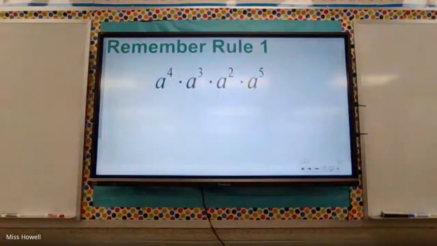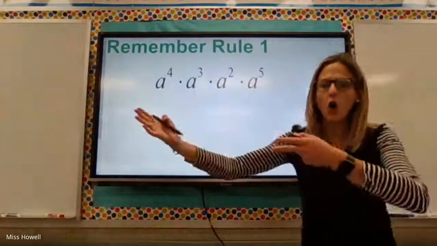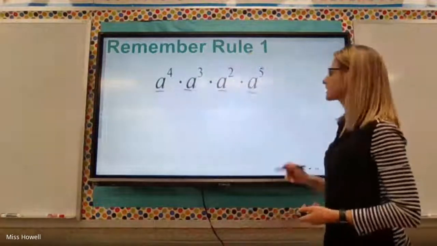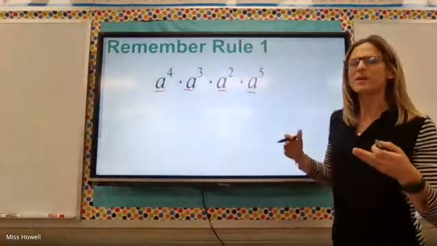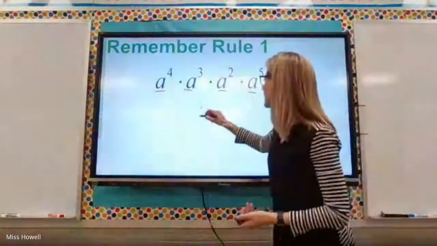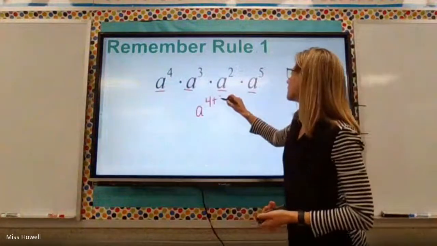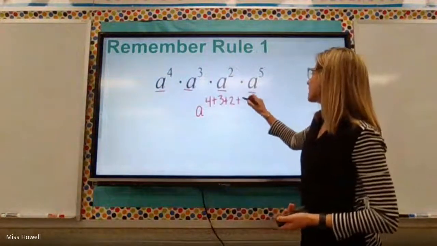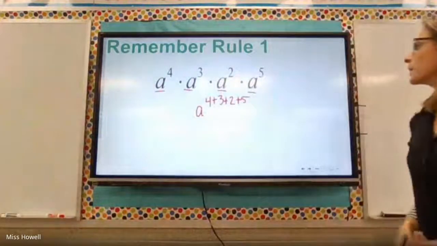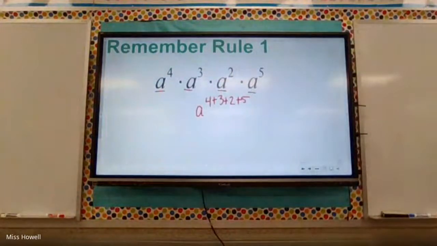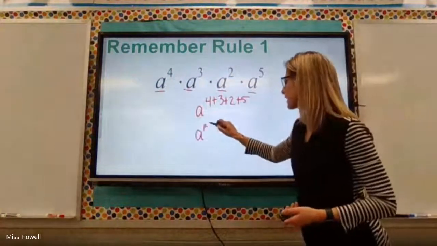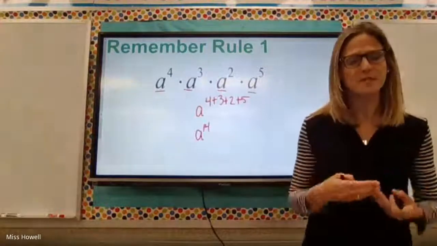All right, so I'm going to backtrack for a second. If we have all multiplication, and we have matching bases like this, our A's all match, then we can simplify using rule number 1 by adding them up. So this would be an A to the 4 plus 3 plus 2 plus 5. And when we add those all up, it will give us our simplified power. So that is an A to the 14th, and it gives us our more simplified, more basic version.